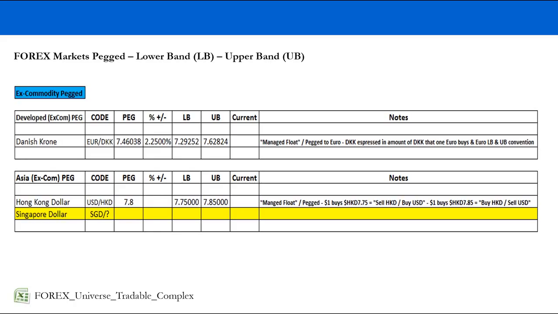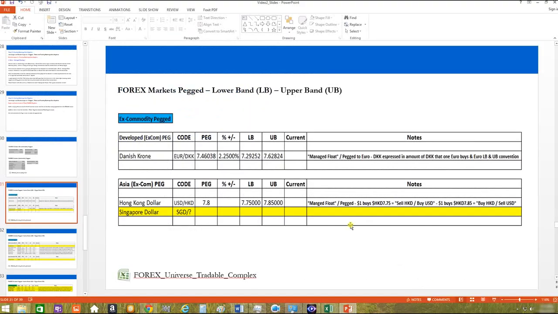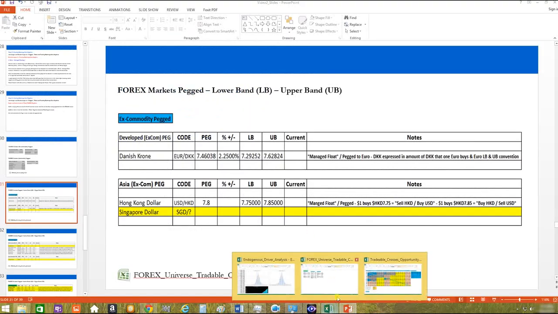And what we've done for you in the download section of video number 2, there is another spreadsheet entitled Forex Universe Tradable Complex. And in the first couple of sheets within the spreadsheet file, you're going to see tables which relate to pegged regimes. So let's go in there and open this up now.